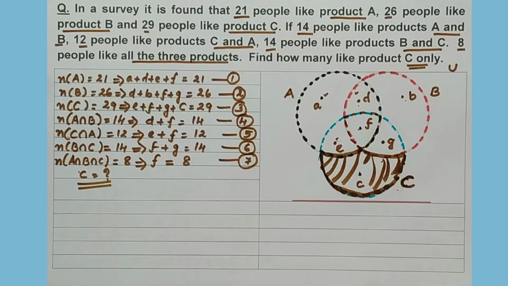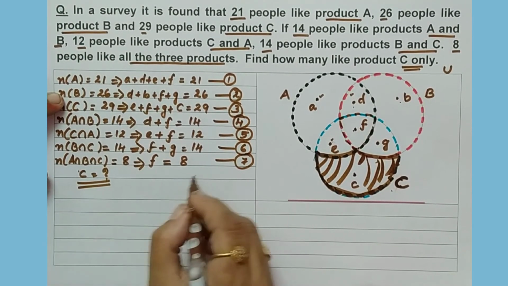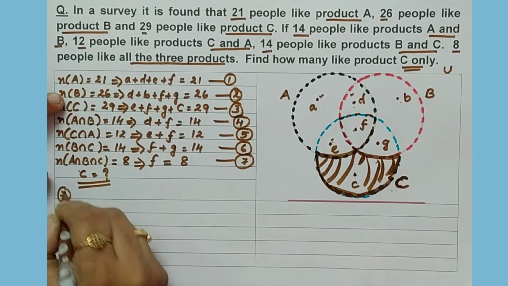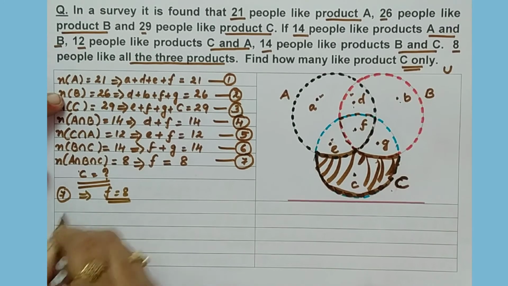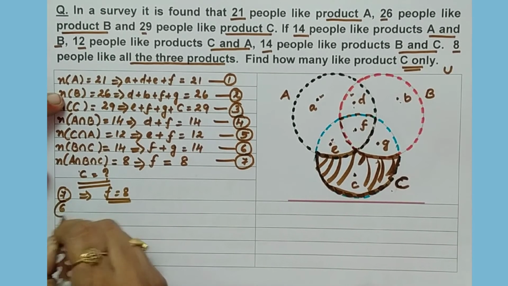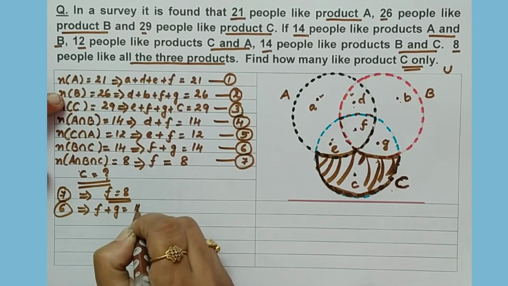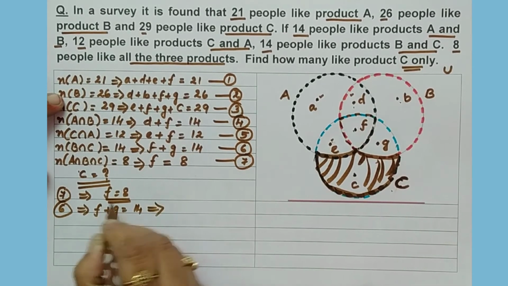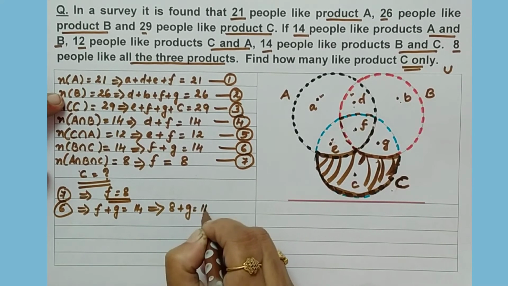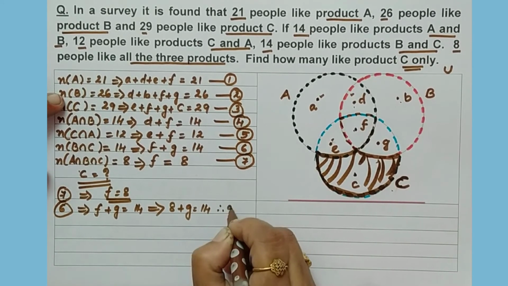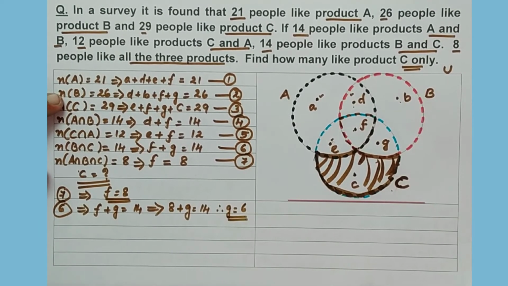Okay, now we can solve these equations. Remember, you need to find the value of C. Equation 7 implies F equal to 8. Keep it there. Equation 6 implies F plus G equal to 14. F is 8, so 8 plus G equal to 14. Therefore, G equals 14 minus 8, which is 6.